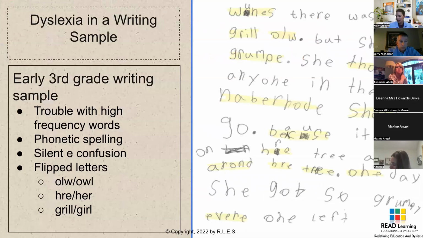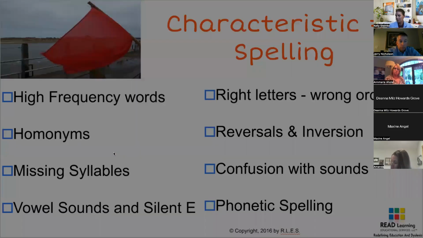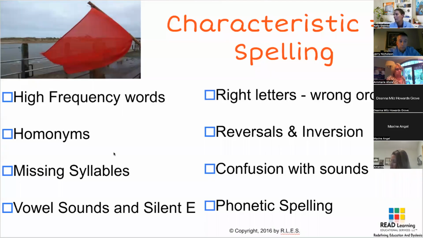I think I skipped one here. Hang on. Okay. Yeah, spelling. Spelling is a big red flag. Really poor spelling doesn't come without a reason. You're not just a bad speller just because you're a bad speller. Bad spelling comes from typically a learning disability, either of the reading or the writing kind. And if you're dyslexic, you're probably a poor speller.